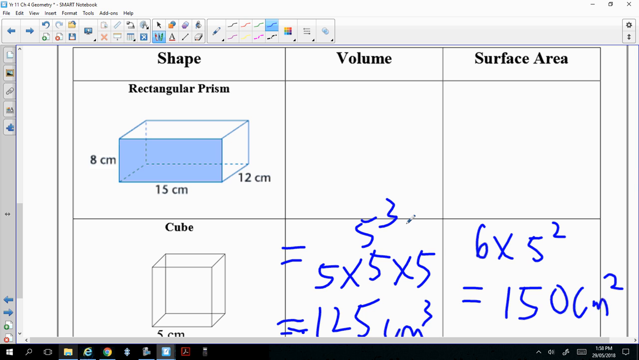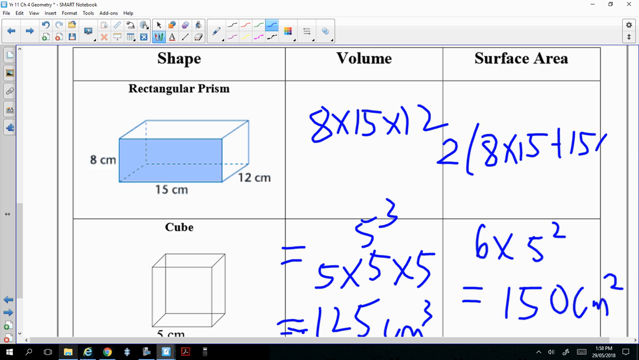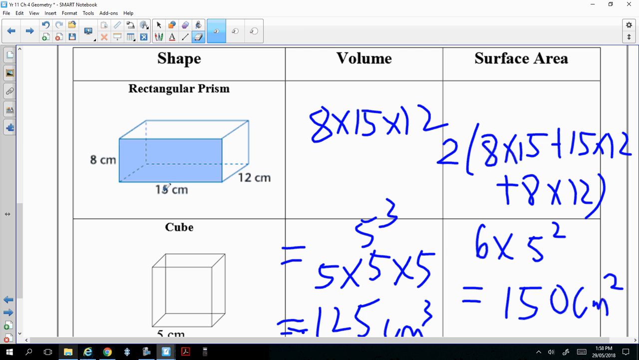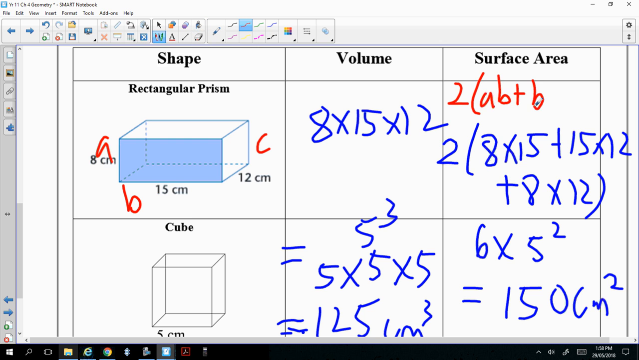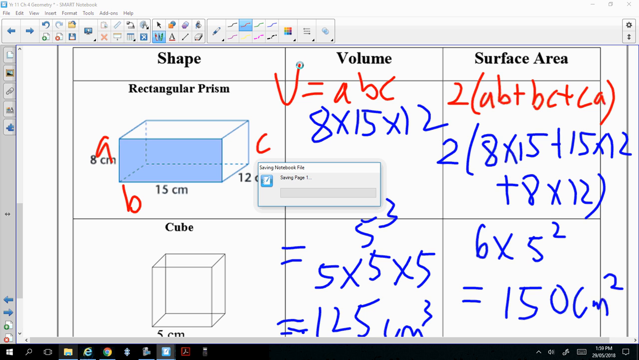Whereas volume for that, you just go 8 times 15 times 12. And the surface area, you just go 2 lots of 8 by 15, 15 by 12, and 8 by 12. You just do all possible combinations. Get it? So if you want a general formula, with sides A, B, C, it's 2 lots of AB plus BC plus CA. And the volume is ABC. So that's the formula, if you want to use it.